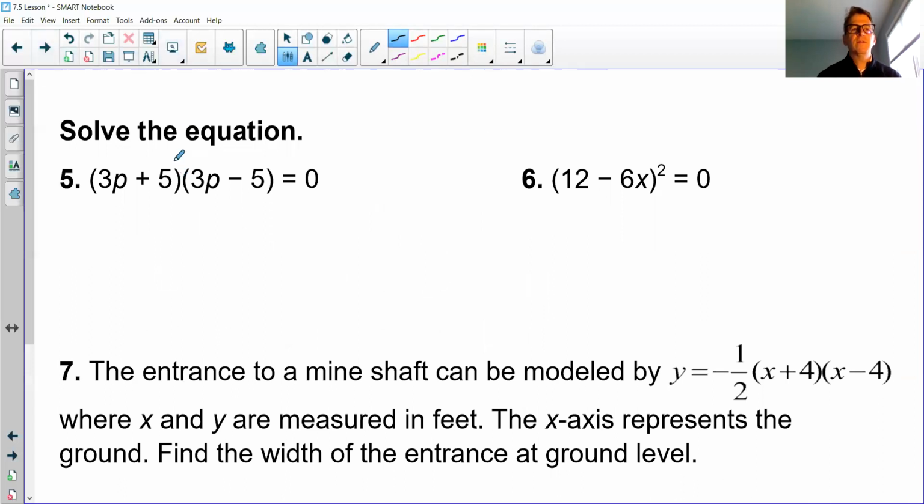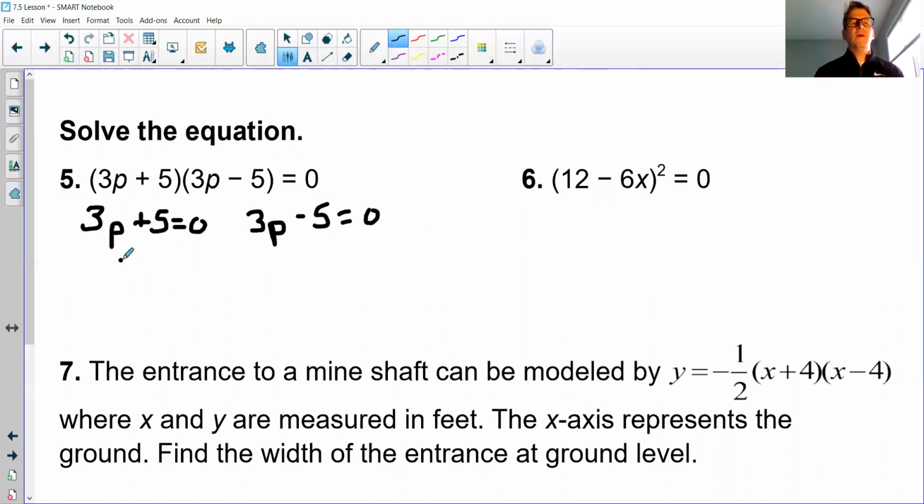Again, it's a number, 3p plus 5, times a number, 3p minus 5, and that's equal to 0. So to find your roots of this, you're going to take your 3p plus 5 and set it equal to 0. You're also going to take 3p minus 5 and set it equal to 0. So you have your 2 equations to find your roots.